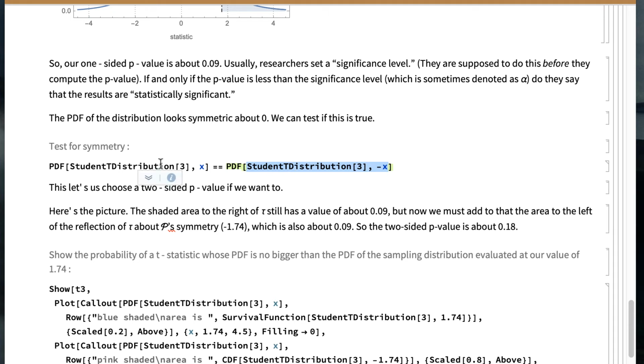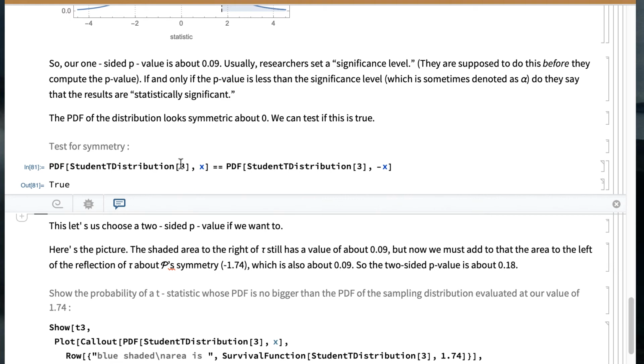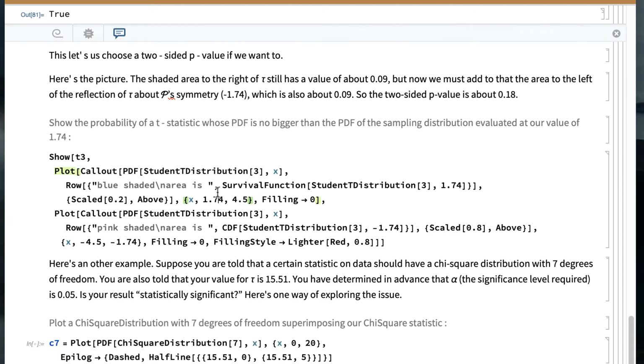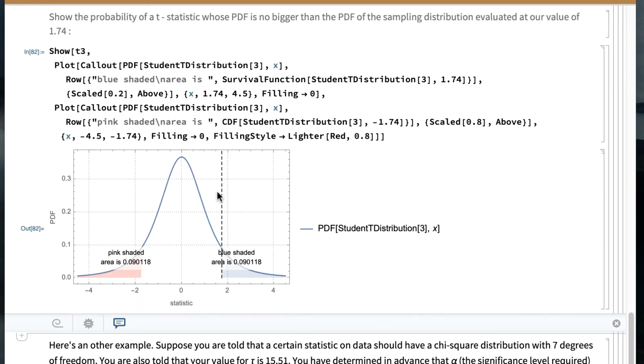If that's true, then we've got a symmetric situation and we can use a two-sided p-value. It is true. So now let's look at a different picture. Here, what we could ask is on how many occasions would the probability of the statistic we get be less than or equal to the PDF of the statistic that we got.